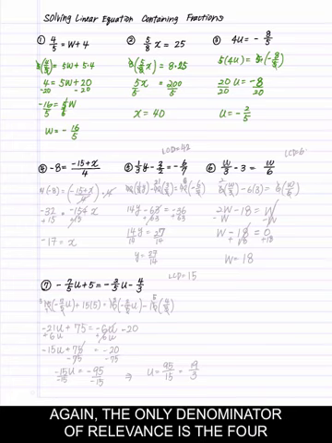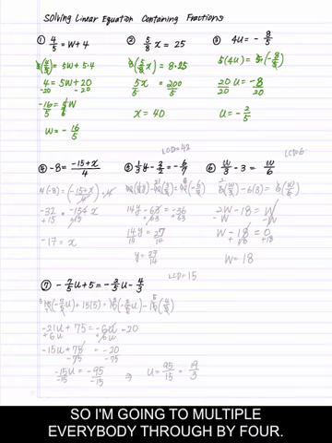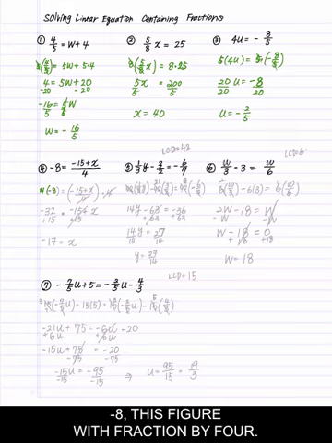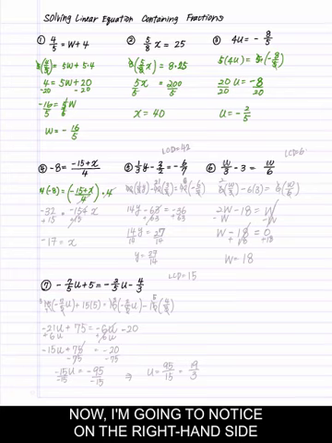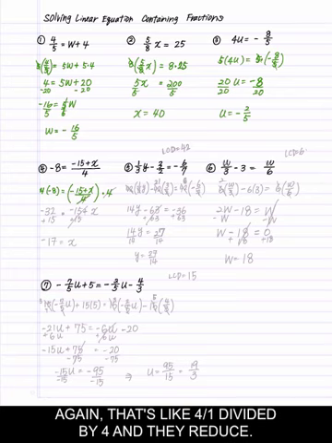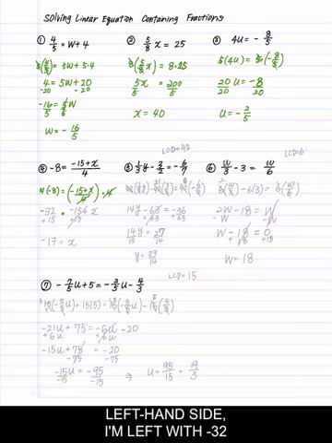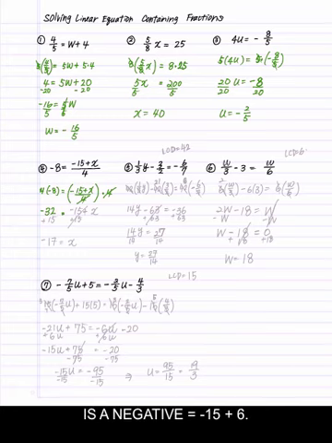Again, the only denominator of relevance is the 4 in this case. So I'm going to multiply everybody through by 4. Negative 8. This big ugly fraction by 4. Now, I'm going to notice on the right-hand side, the 4 is going to reduce. Again, that's like 4 over 1 divided by 4, and they reduce. On the left-hand side, I am left with negative 32, because a positive times a negative is a negative, equals negative 15 plus x.